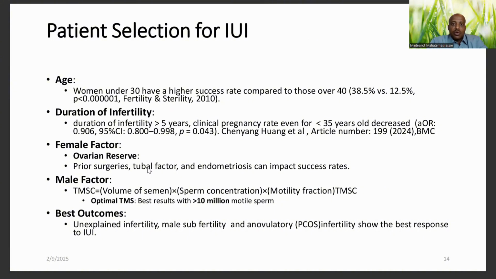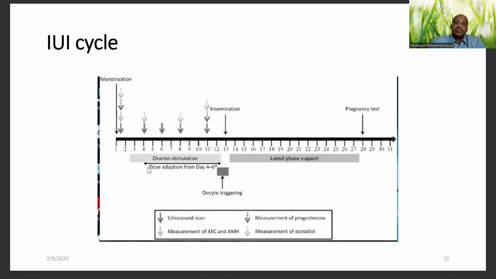We get best outcome from IUI in a patient with unexplained infertility if there is mild male factor infertility and in a patient with PCOS.